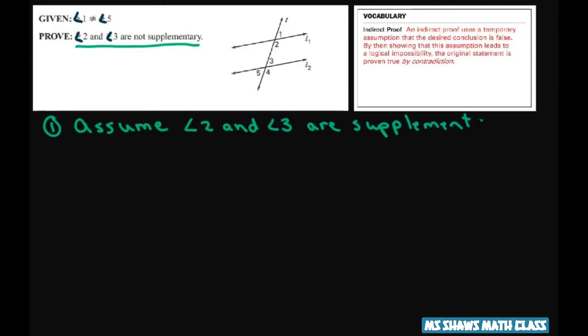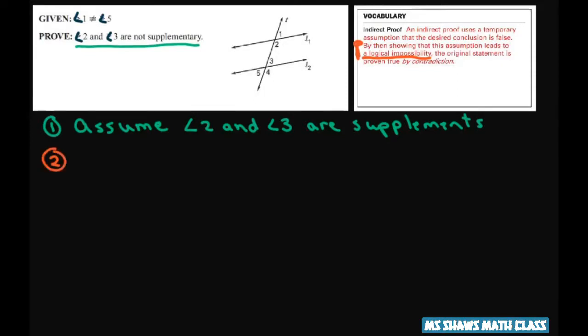So we're going to write for the first one, our assumption: assume that angle 2 and angle 3 are supplements. So that's your first step. Now we have to go through showing the assumption leads to a logical impossibility. Sometimes this is the hardest part. It's called the middle part of the proof.